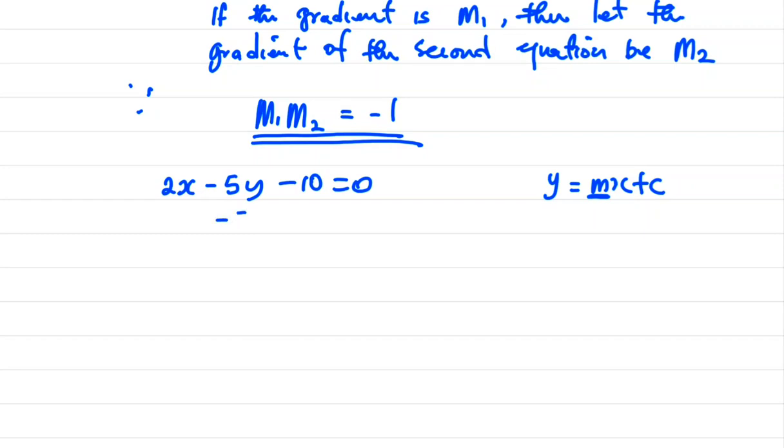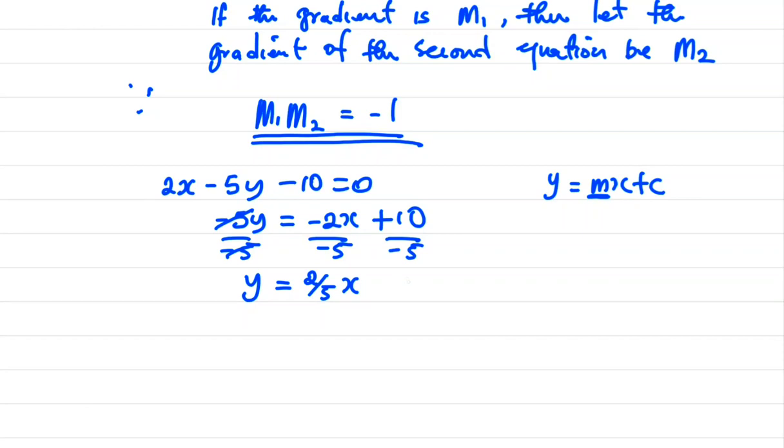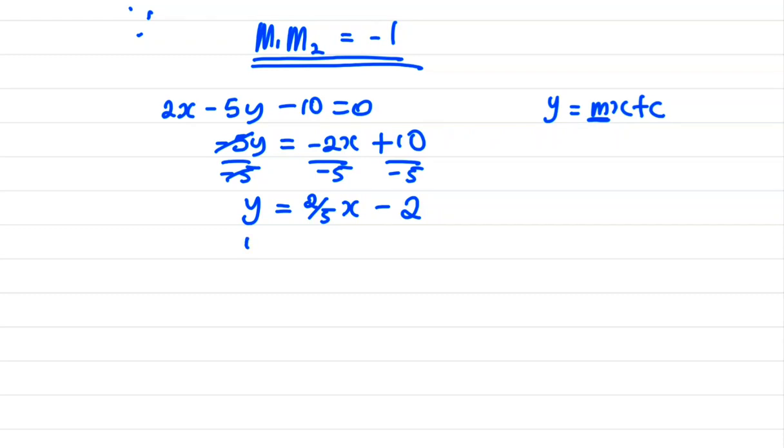That is our m1. So let's make y the subject of the formula. So we are going to have minus 5y equals minus 2x plus 10. Then dividing all through by minus 5, we have y equals 2 over 5 x, then of course we have minus 2. Now by comparing coefficients, look at y equals mx plus c. You can see that our m is equal to 2 over 5. So m1 is equal to 2 over 5. So we're done with this.